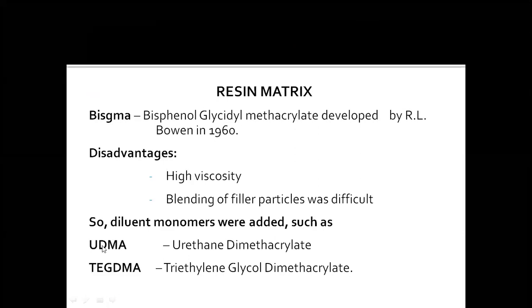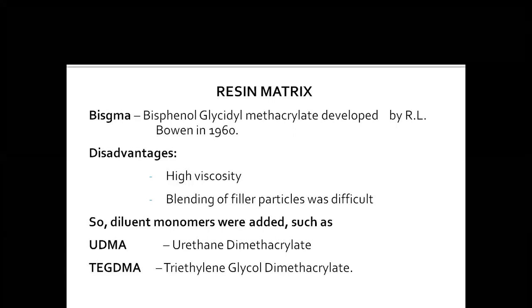Now next, what is the composition of a composite? Bisphenol glycidyl methacrylate, BisGMA, is the resin matrix in your composite that was given by Bowen. Bowen was the first scientist who gave this resin matrix for composites, in 1960. Now, the major disadvantage was the high viscosity of BisGMA, and blending, that is packing of the filler particles, was difficult.